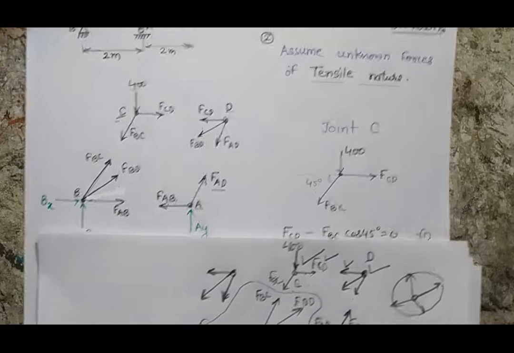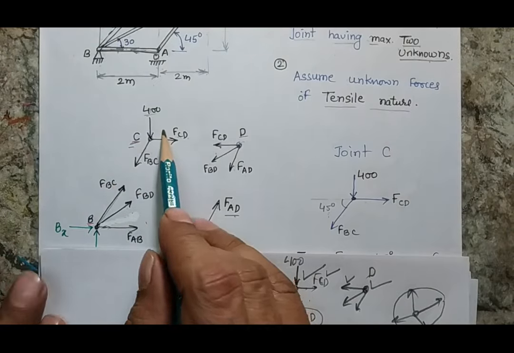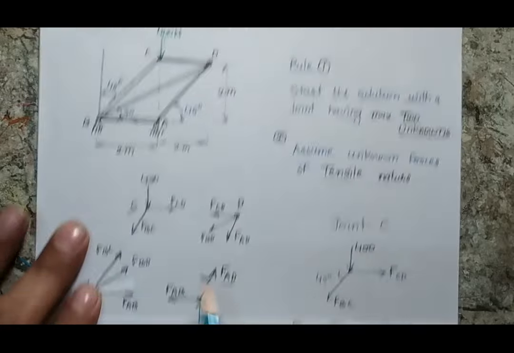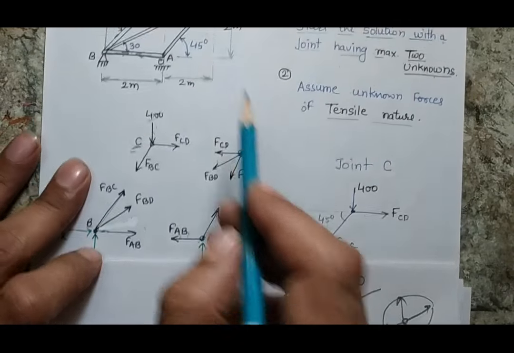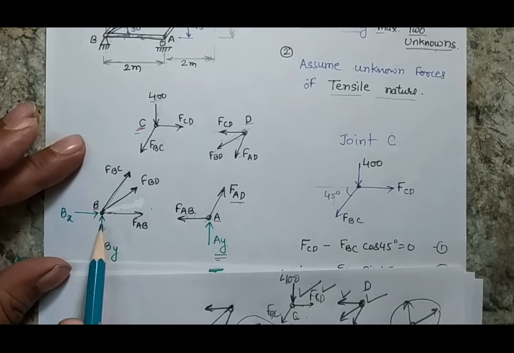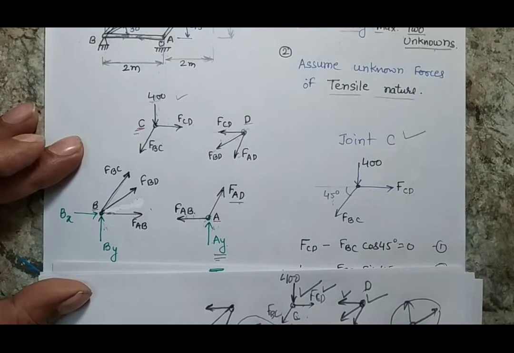First I'll consider the equilibrium of joint C. Here I'm showing the free body diagram of joint C, where there are two forces along this direction and one known value. This is the free body diagram of joint D, where there will be three forces. This is the free body diagram of joint B, and this is the free body diagram of joint A. And let's start our problem with the point C.